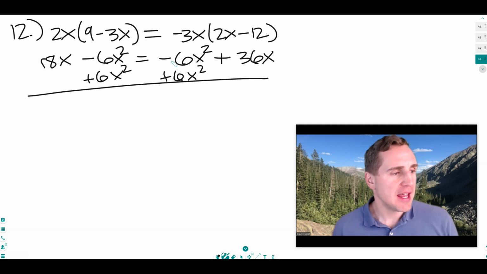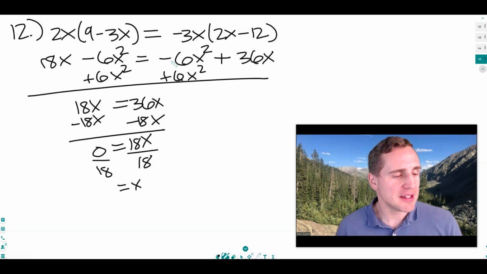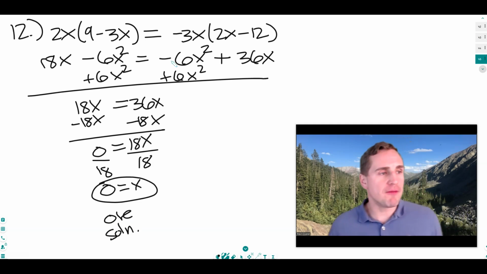So we get 18x is equal to 36x. So if we subtract 18x from both sides, we get 0 is equal to 18x. Dividing by 18 to isolate x, we get x equals 0. So that's only one solution. So it's only one value of x.